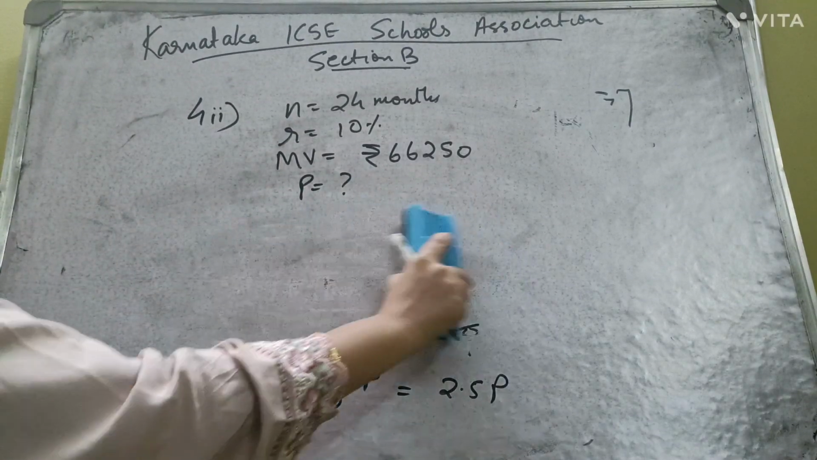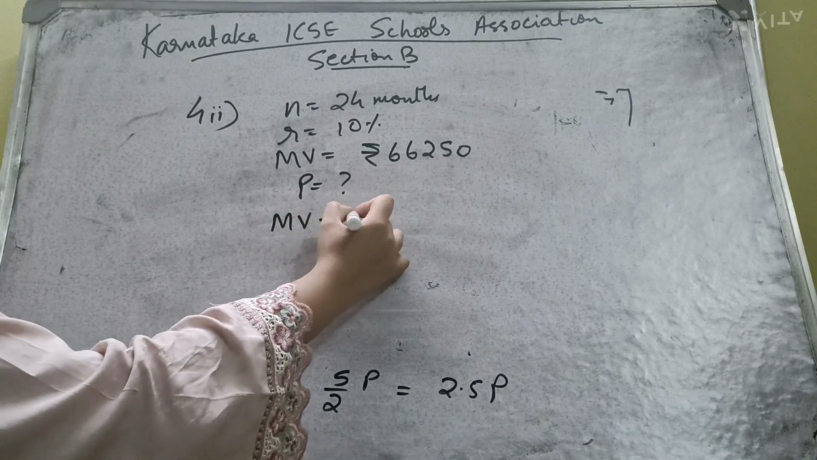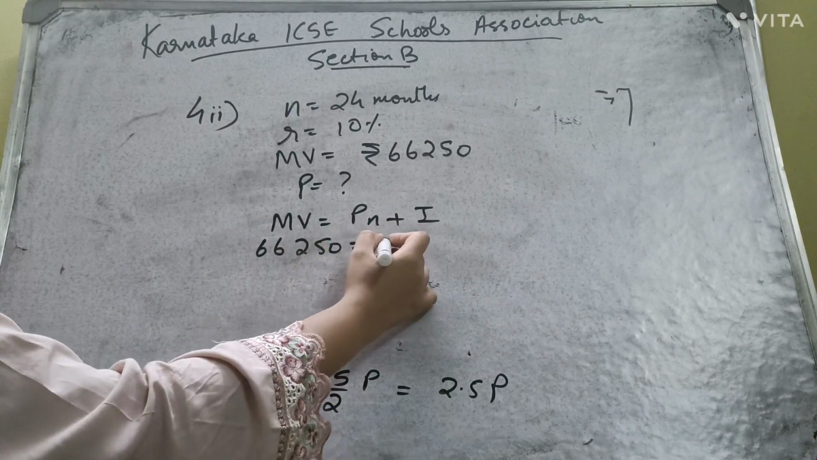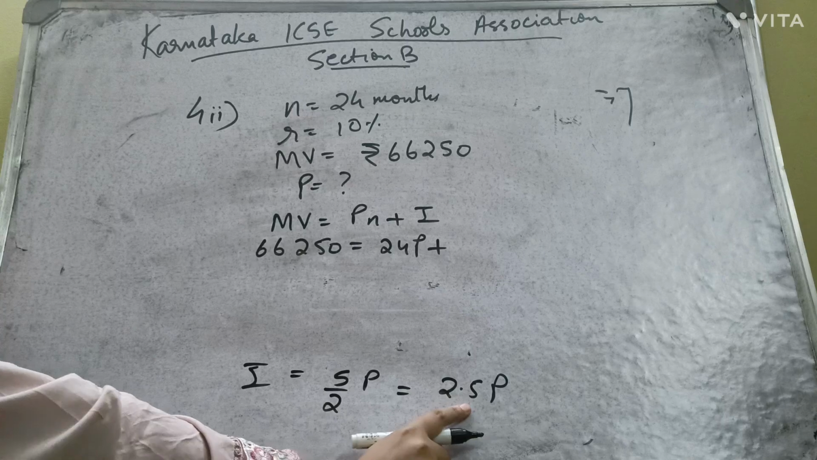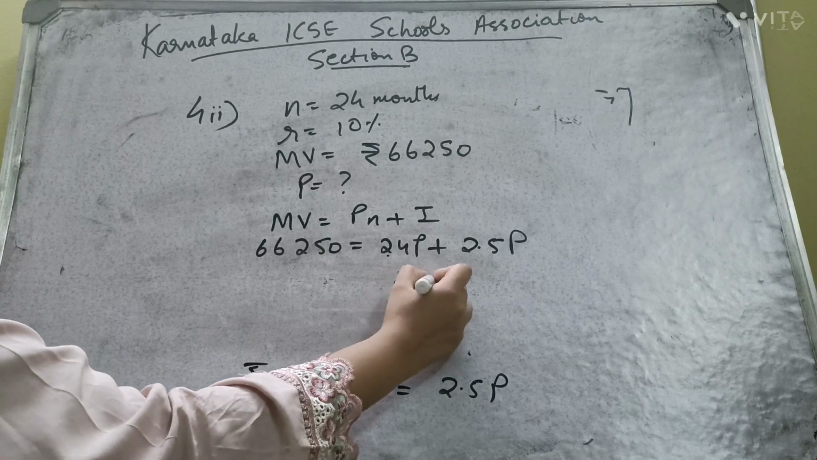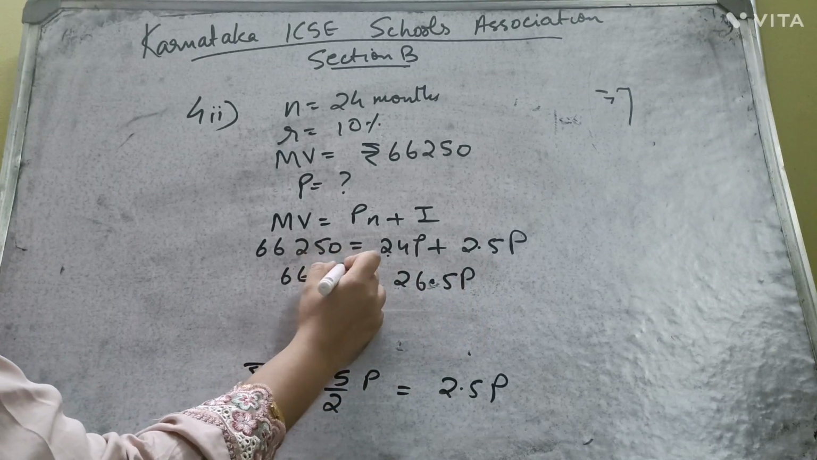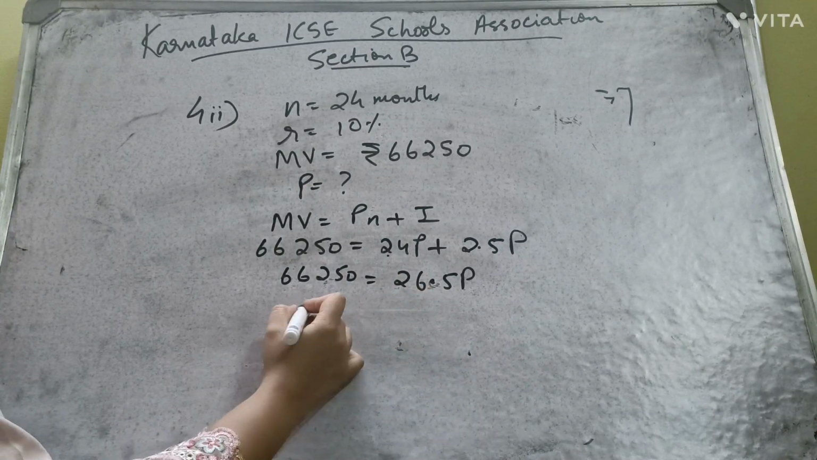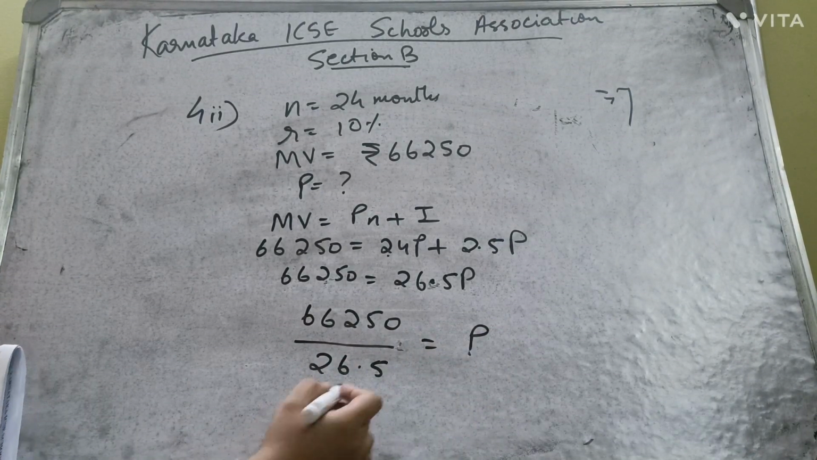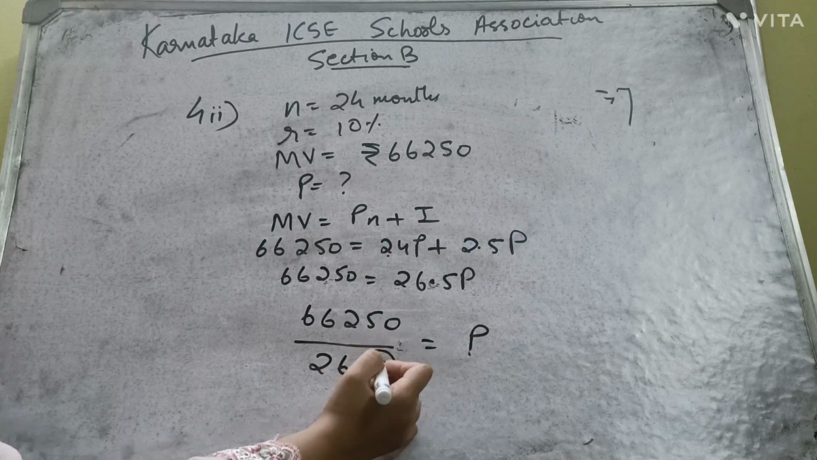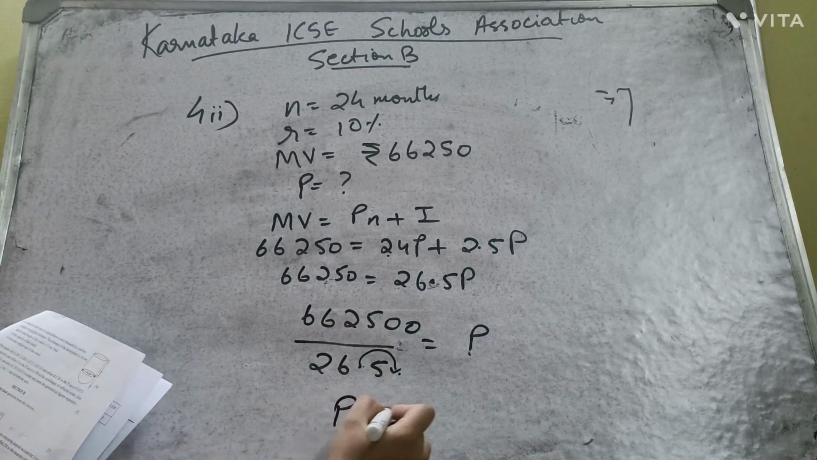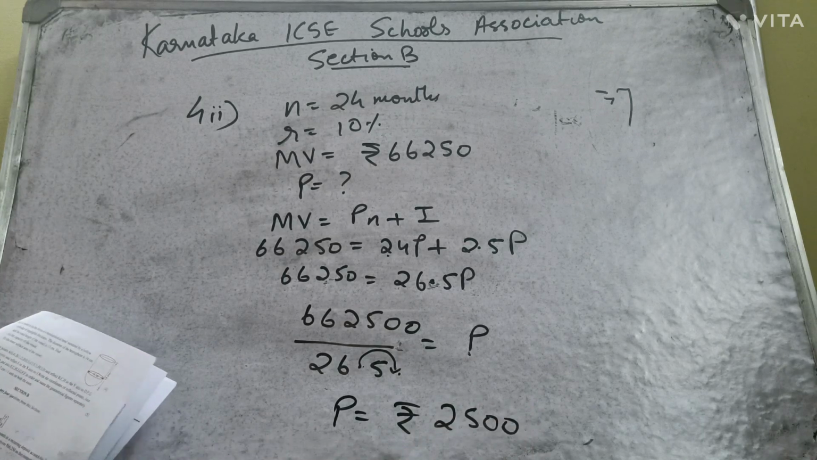Now let us substitute this in the maturity value formula. So maturity value is P into n plus I. Maturity value is given as 66,250, which is equal to P into n. n is 24, so 24P plus I. I'm using the decimal value, which is 2.5 P. So 24 plus 2.5 will be 26.5 P. Shift it here, divide this: 66250 by 26.5 is equal to P. Now you need to cancel this out, so you can remove the decimal point here and add a 0 in the numerator, and on solving this you get the answer as principal will be rupees 2,500.